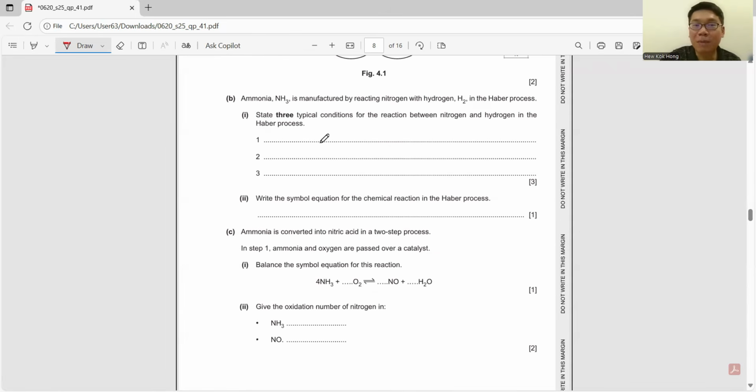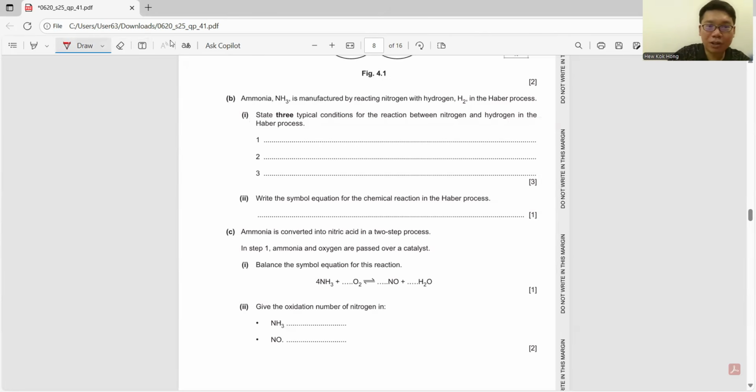B. Ammonia is manufactured by reacting nitrogen and hydrogen in the Haber process. Give 3 typical conditions for the reaction between nitrogen and hydrogen in the Haber process. So we know it is high temperature, high pressure, and a catalyst. Make sure you write them correctly. Temperature is 450 degrees Celsius. Pressure is 200 atmospheres or 20000 kilopascals. Catalyst is iron.